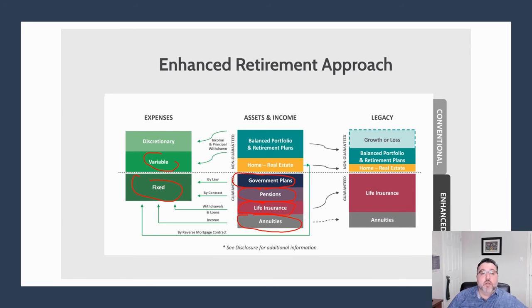And then from the variable and discretionary perspective, that still would be funded from your balanced portfolio and your home real estate. And then if we look at the legacy side of things, if or when you were to pass away, then the life insurance and annuities, depending on how they're structured, can be passed down to the next generation, unlike the first conventional approach that we talked about. And with this part here, again, your home real estate and your balanced portfolio would be transitioned to the next generation with either a gain or a loss in market value as well.